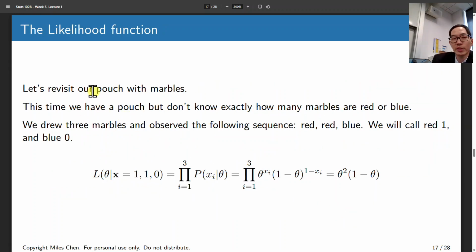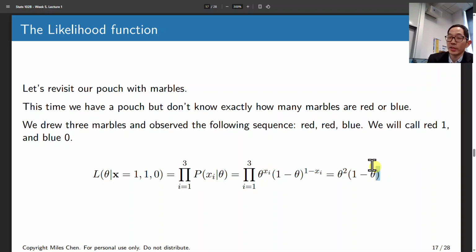All right, so with the likelihood function, we can do the same kind of thing. This time, however, we have a pouch of marbles, but rather than saying this pouch of marbles is 30% red, we say the proportion that is red is unknown to us. We draw some marbles and get a sequence: red, red, blue. That's the sequence of marbles we observe. Again, red is 1, blue is 0. Therefore, because theta is unknown to us, the likelihood function for this sequence of data is going to become theta squared times 1 minus theta.